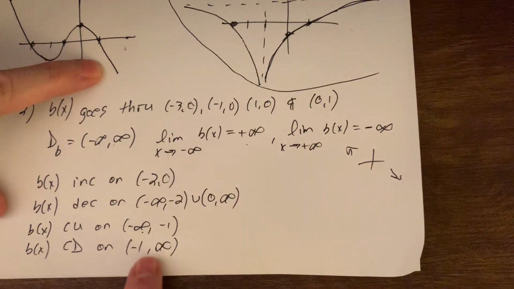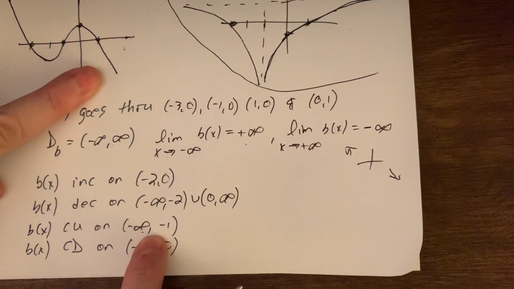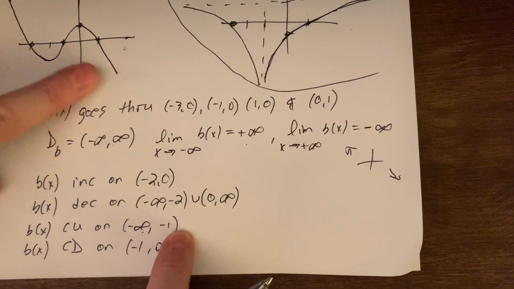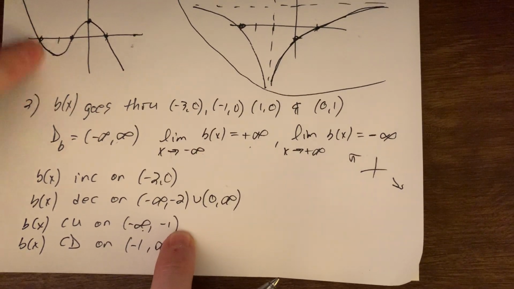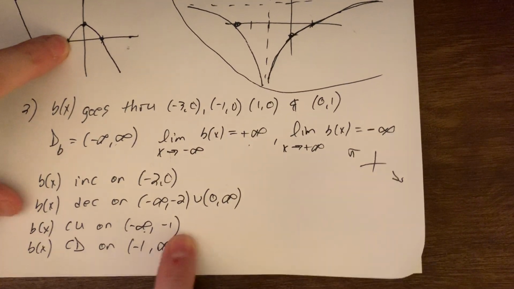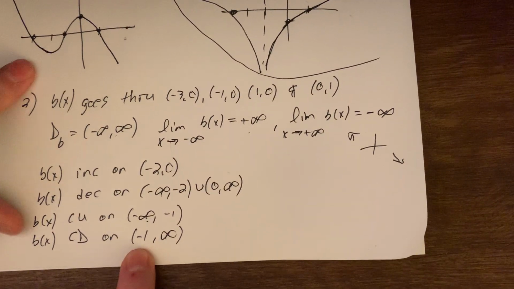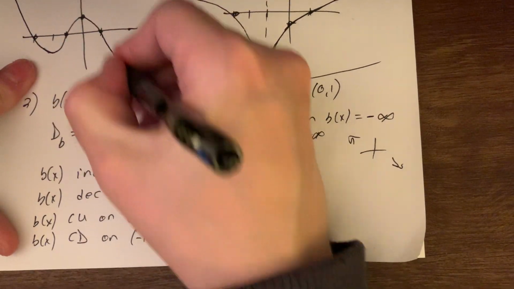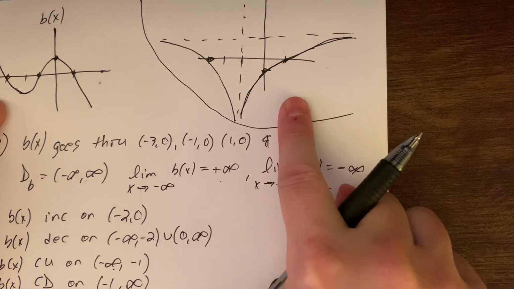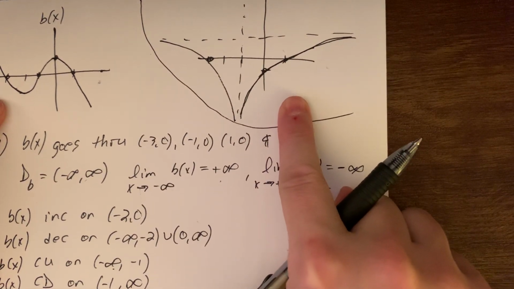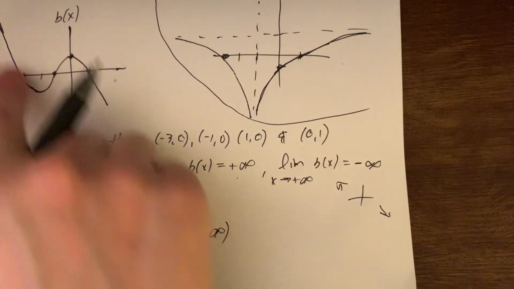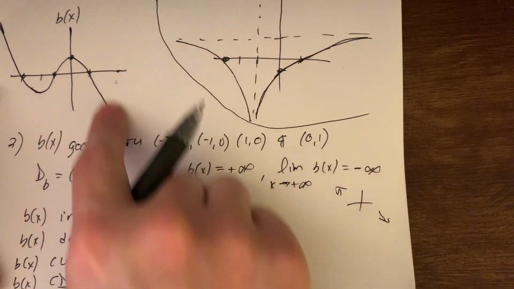But ultimately the concavity. I'm concave up, -infinity to -1. And there's the nice up shape until I get to here. And then I'm concave down from -1 forever to the right. And that's perfect. I'm not even getting the half U's for concave up and concave down that we had here. We're getting the full U up and the full U down.